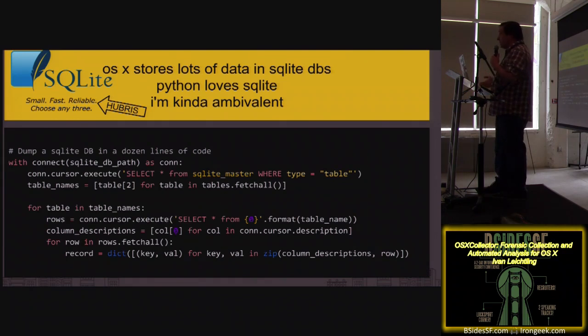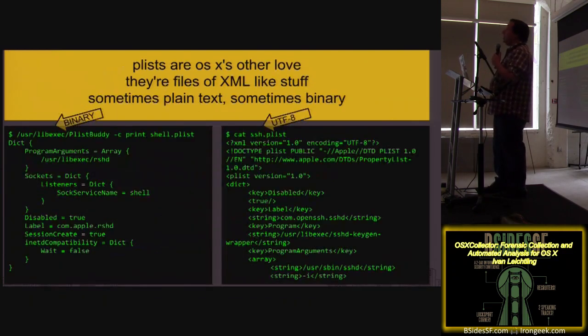This is about it. So it's pretty damn simple, which was good. I liked it. The other thing OSX loves when we're storing data, and forensics collection is all about finding all the data on the machine: OSX loves plists. So plists are basically XML files. You see on the right-hand side, there's this XML file, ssh.plist, and it's just kind of describing data.